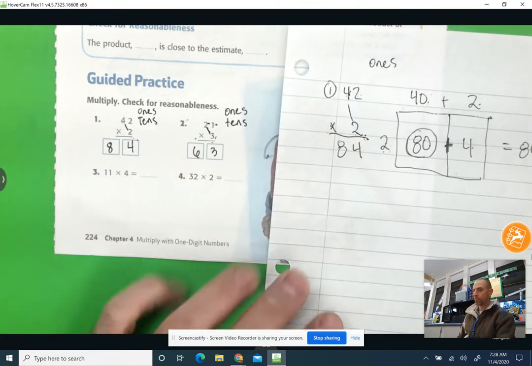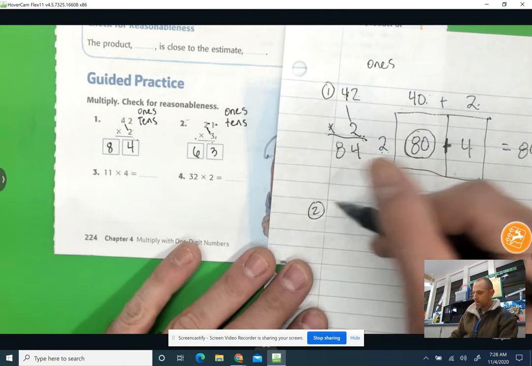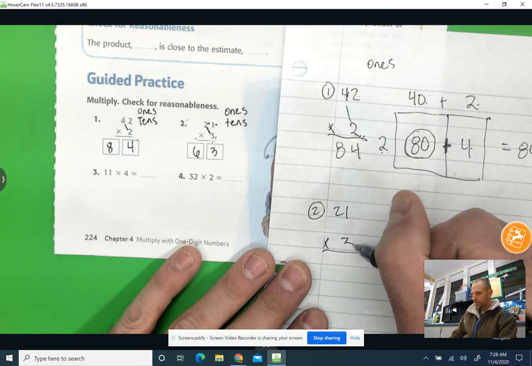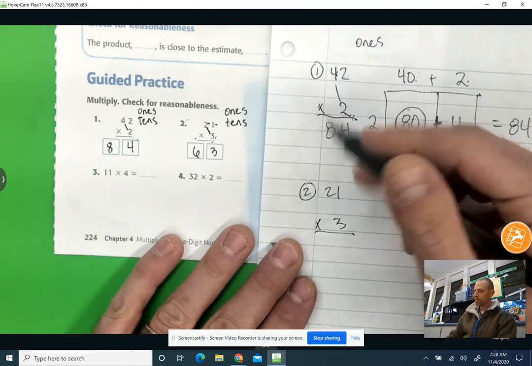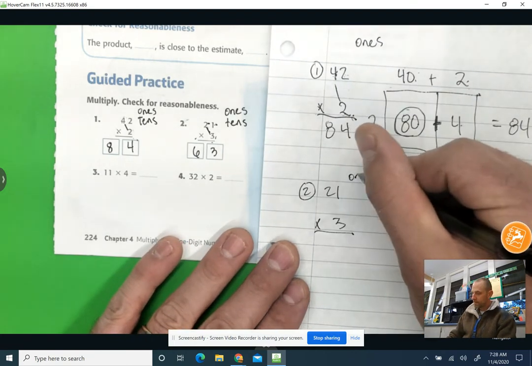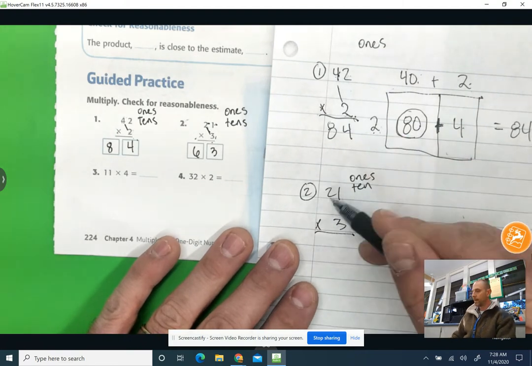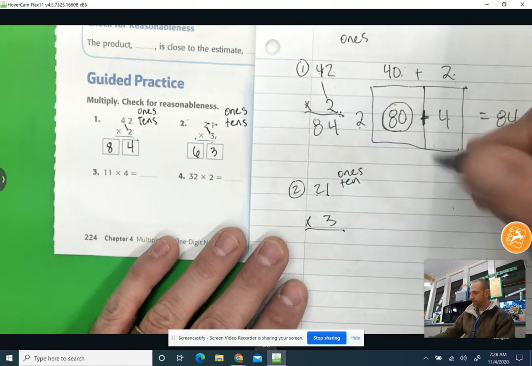Number 2, let's check for reasonableness. 21 times 3. Multiply the ones first, then the tens. Okay. Break apart your 21.